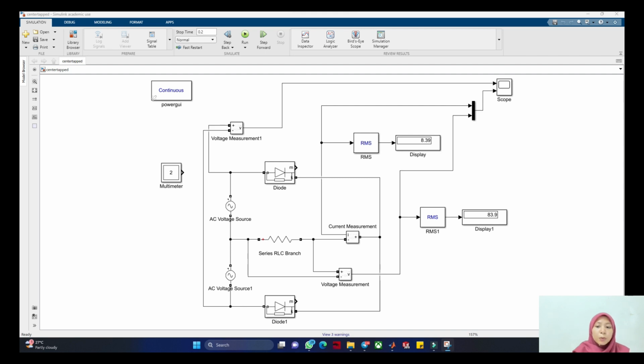That's how the output waveform of the full wave rectifier looks. So that's all from me. Thank you.